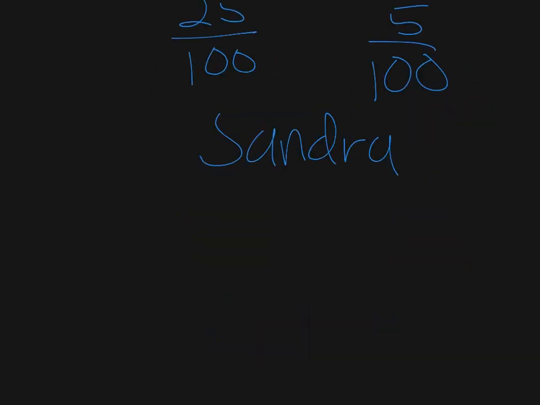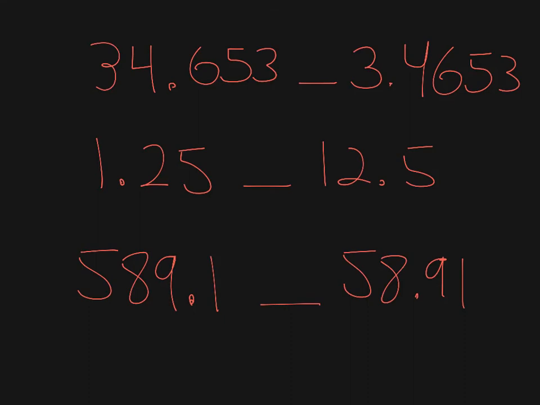Alright, moving on to number 4. It's going to be comparing inequalities. Here's the first one. I'm going to go ahead and pause the video and just write all this down. Okay, here's the first one. We have 34 and there's 34 and that's just 3. So obviously 34 is greater. This is 12. Obviously 12 is greater. And this is 589. This is 58. 589 is greater.